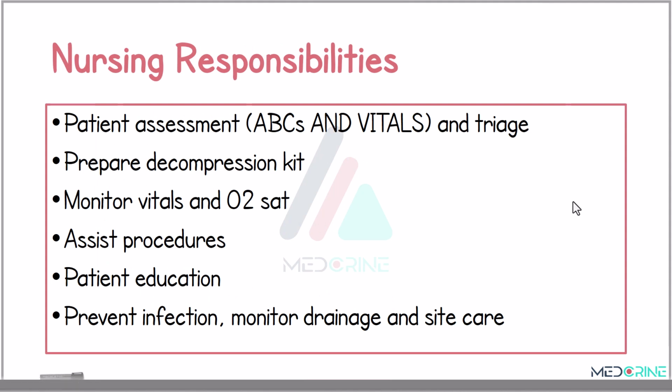Some nursing responsibilities for patients with tension pneumothorax include early recognition, preparation of equipment, assisting with the decompression procedure, and monitoring post-intervention care. This includes regular assessment of vital signs, oxygen saturation, chest drainage and wound site management and care, and patient education about the symptoms and prevention of recurrence.